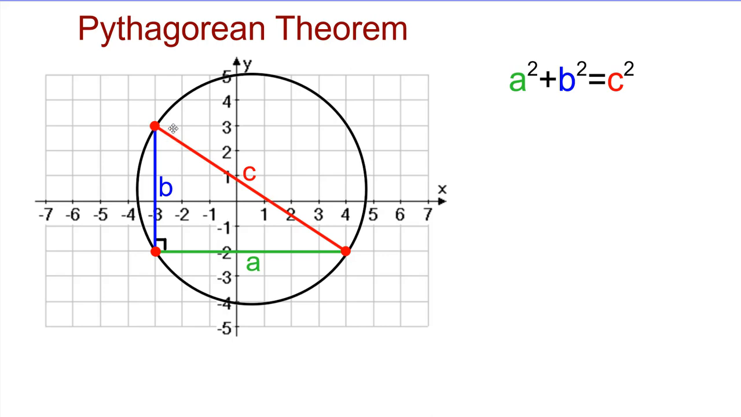So on this one, if I have two endpoints of a diameter and I want to find out how long the diameter is, all I have to do is break down the components. So a squared plus b squared is going to give us c squared. It's really just the Pythagorean theorem.